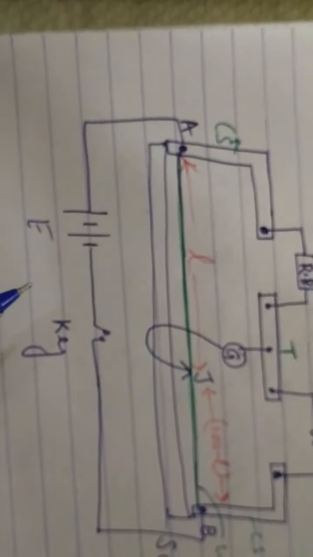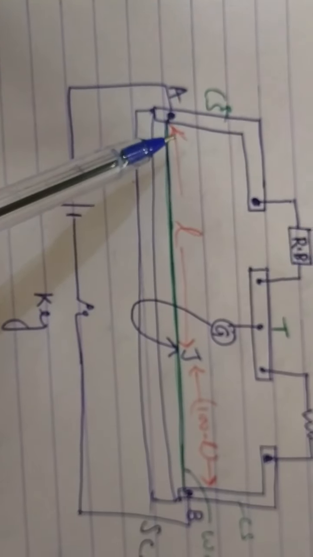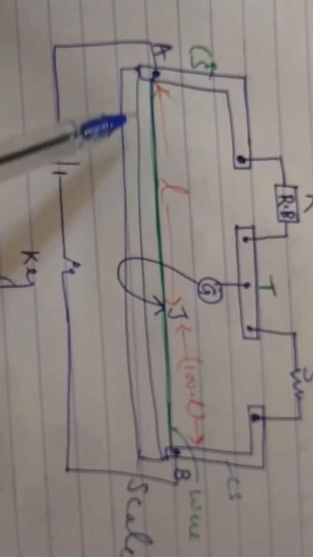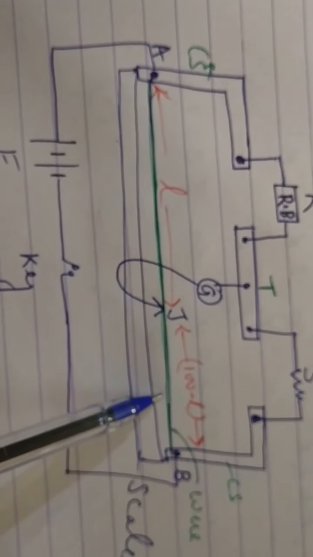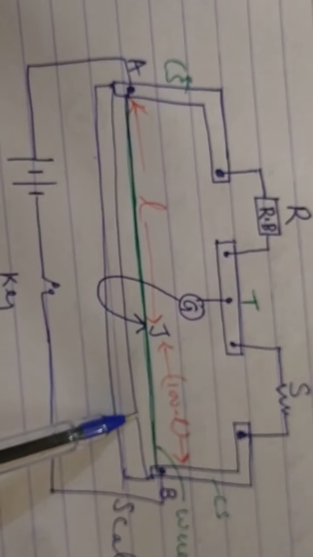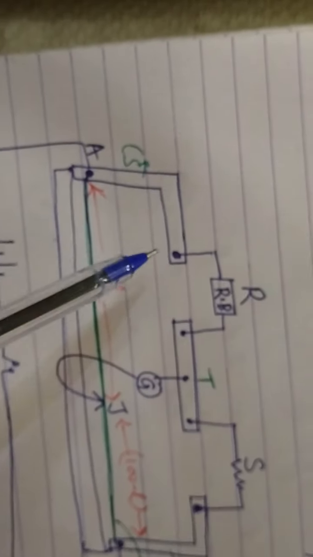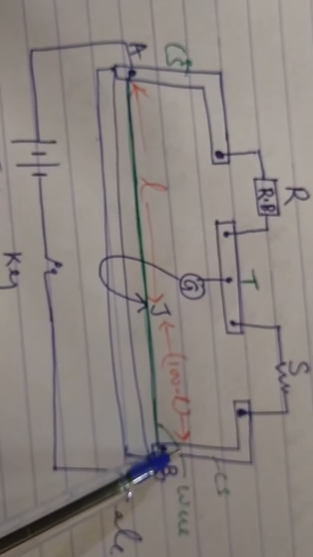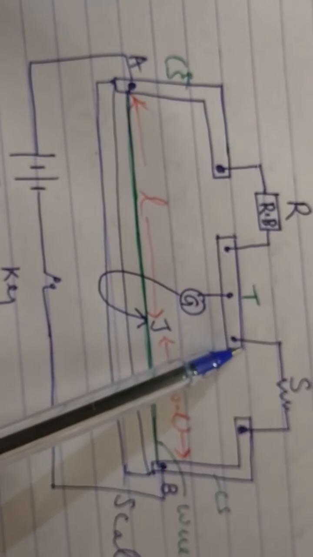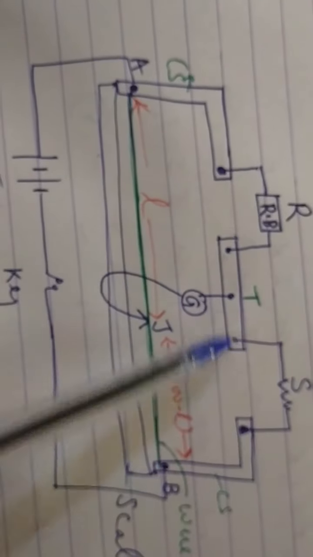So its construction: it consists of a wire AB of length 1 meter. That's why it is known as a meter bridge. This wire is made up of an alloy, and it is fixed on a wooden board. Okay, and 2 copper strips are there, CS, I have written, copper strips bent at right angles on both the ends, and between these 2 copper strips one more strip is there in the middle to form the gaps here.